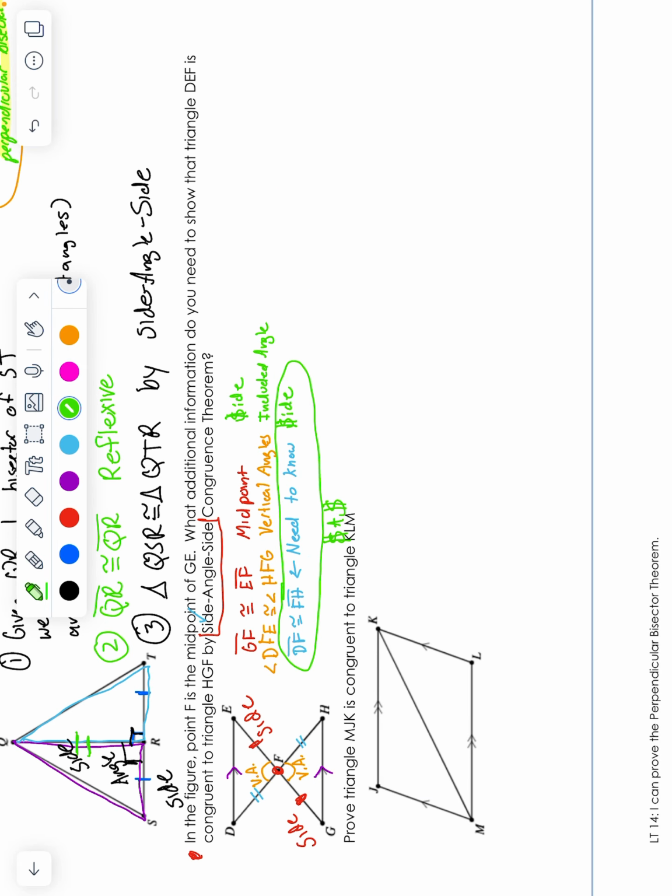And then last problem on this page, it says prove triangle MJK is congruent to KLM. Step 1, before I even get too involved in the picture, MK is congruent to MK. So I have a side for both of the triangles.